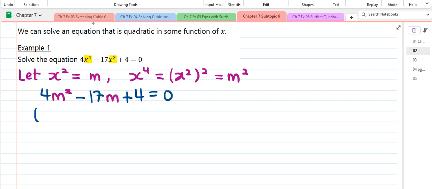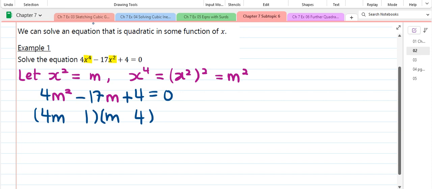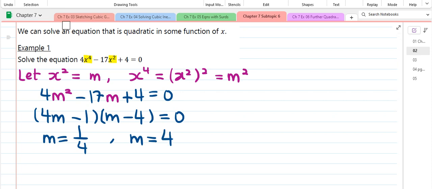Okay, so for this one, it can be factorized by double bracket. The number 4 is going to be here, and minus 1, minus 4 equals 0. So for both m, you have these numbers. This is not your final solution yet because you are supposed to solve for x. So over here, you have to return the m back into x squared.